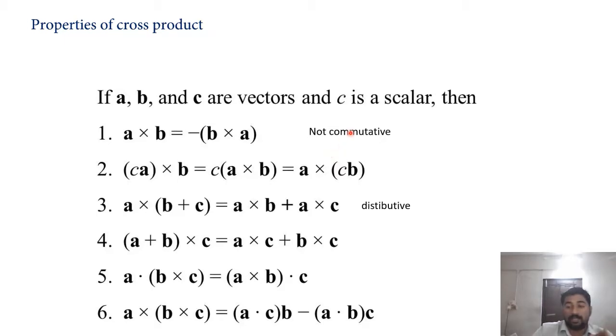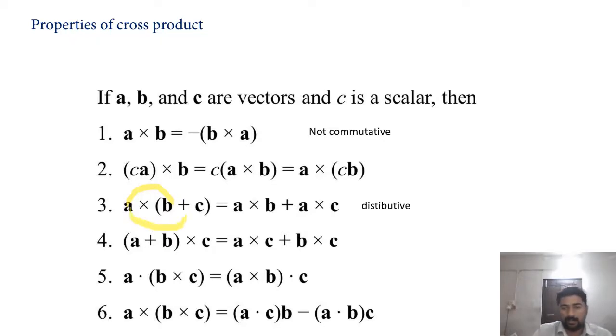This is a very important property. You have to note it. It is not commutative. Then c into A cross B, a constant, you can take out of the bracket: c into A cross B is equal to A cross cB. Next property, A cross B plus C, we can take the bracket as A cross B plus A cross C.